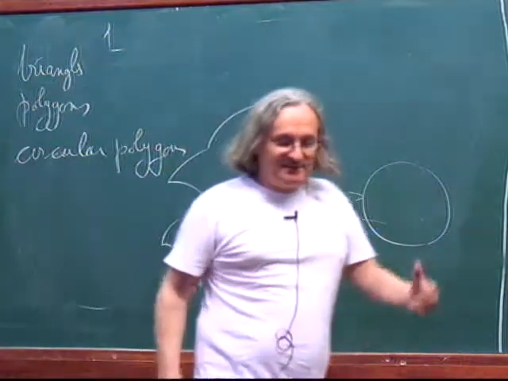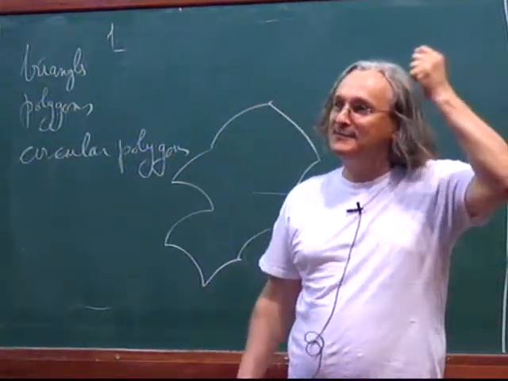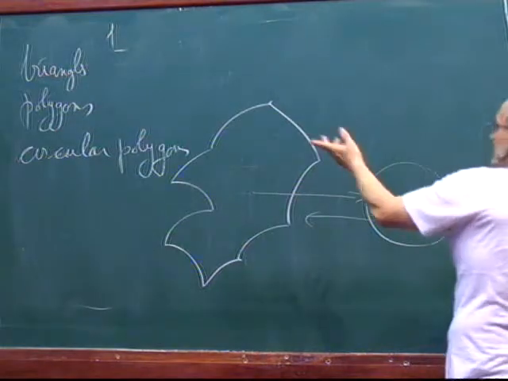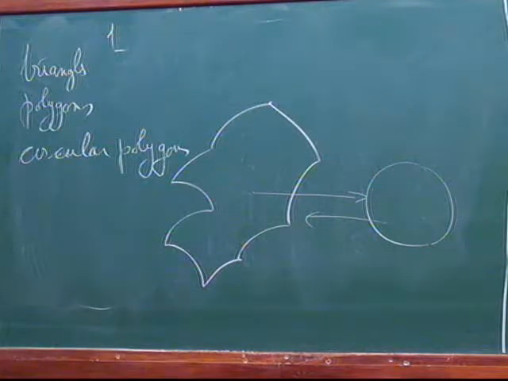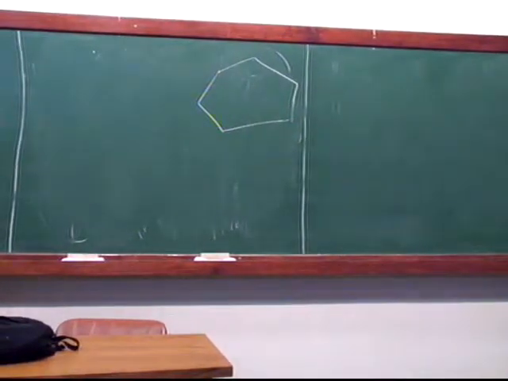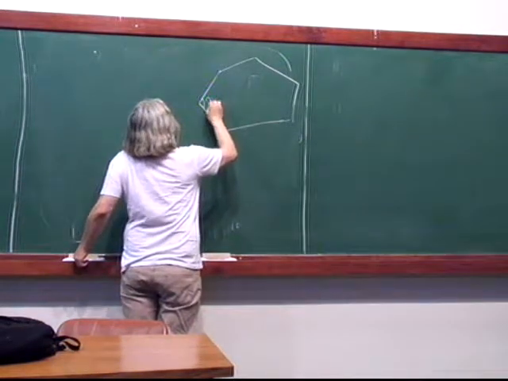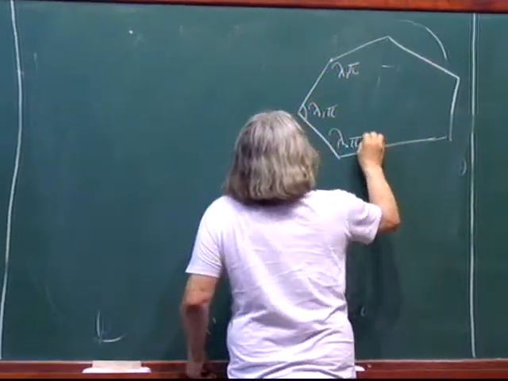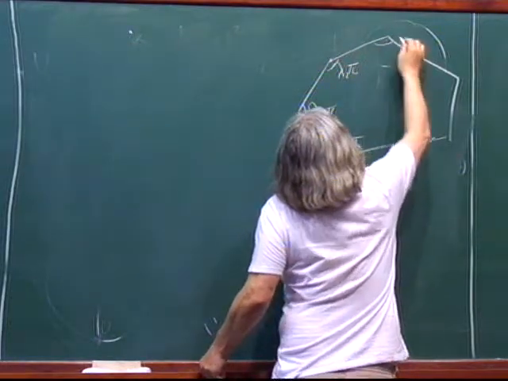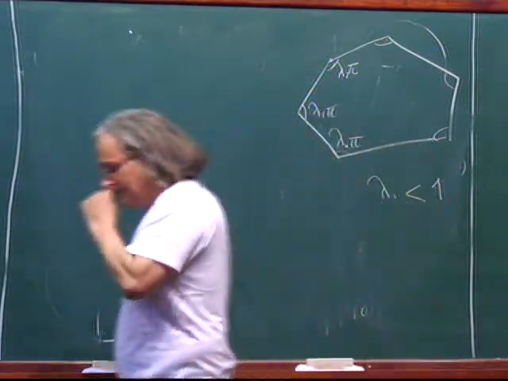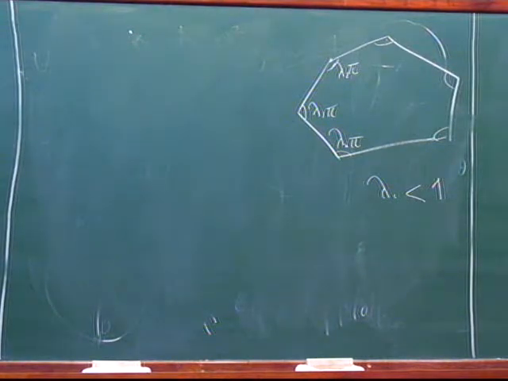Well, first of all, he started a priori believing that the theorem was true, because after all, this was published by Riemann. So let me begin by, let's say, a polygon. You have a polygon, which is given, and you assume that you know the angles. So I will call the angles lambda_1 pi, lambda_2 pi, up to lambda_n pi. So these are the angles. I will suppose here that the lambda_i are less than 1. And you assume that Riemann is right.